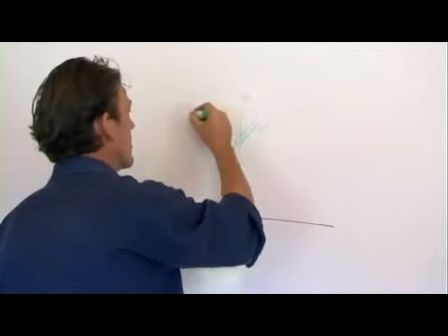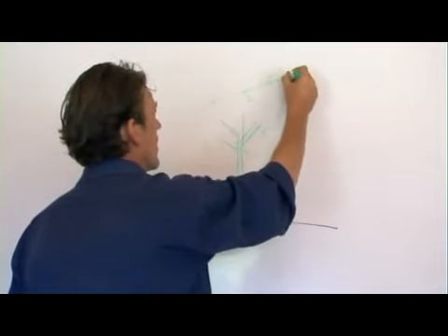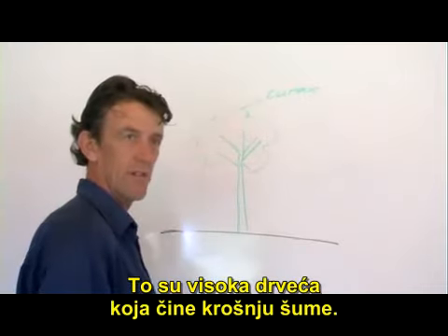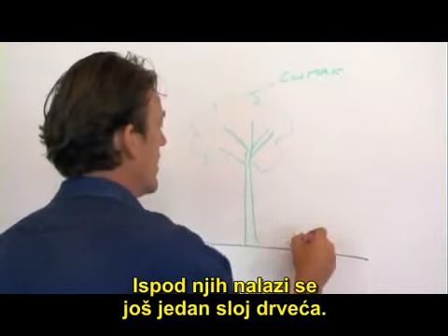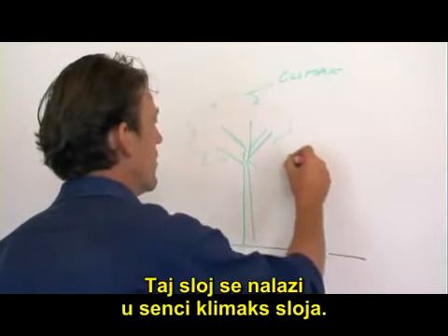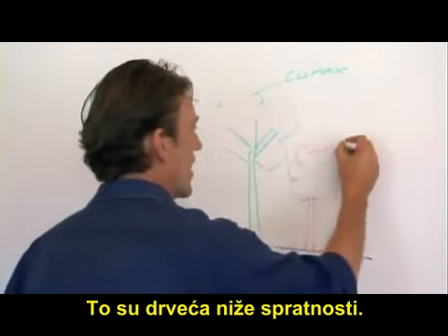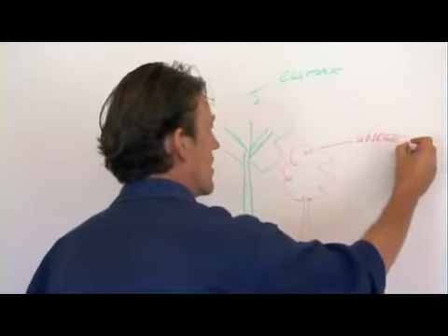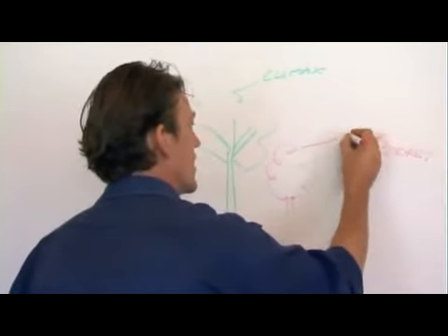So if you look at a forest, you can classify a forest initially with your climax trees. So you have a climax layer of forest. That's the canopy. That's the large trees. And then underneath those, you get another layer of trees that don't quite make it to the canopy, and they're in the shade of the climax, and these are the understory trees. So understory, in the shade.